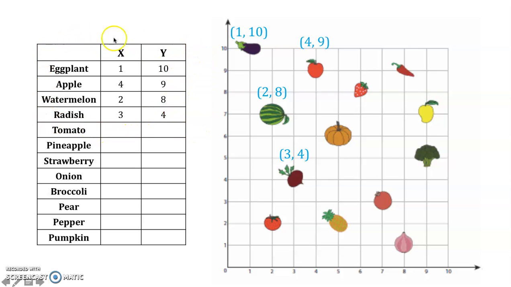Now, if we were to do this in reverse, we know that in our vertical data table the units on the left are our x-coordinates, the units on the right are our y-coordinates, and we know that we group them together. So we know that this would be one ordered pair, 1, 10, this would be one ordered pair, 4, 9, this would be one ordered pair, 2, 8, and this would also be one ordered pair, 3, 4. Moving on to our next vegetable and fruit, we've got a tomato.